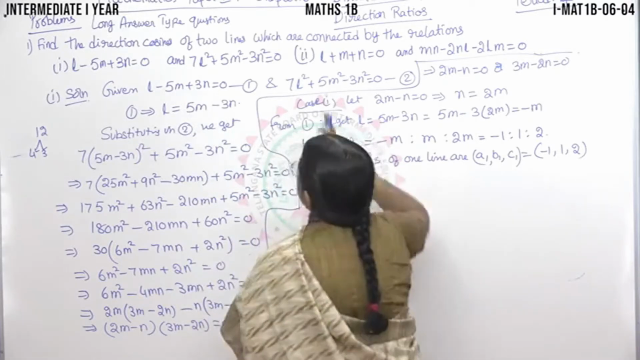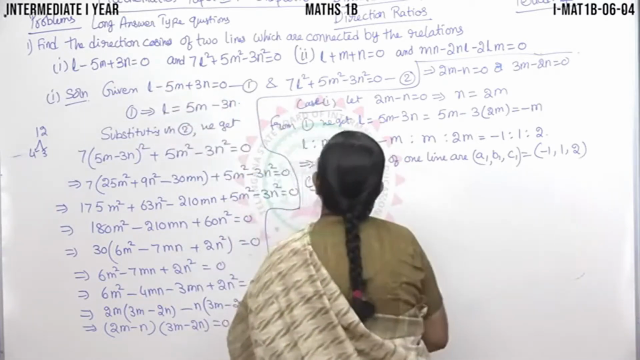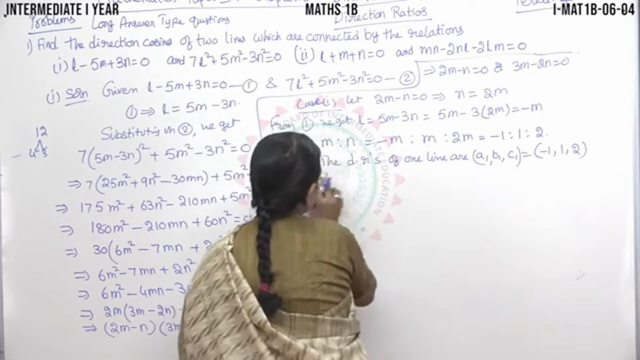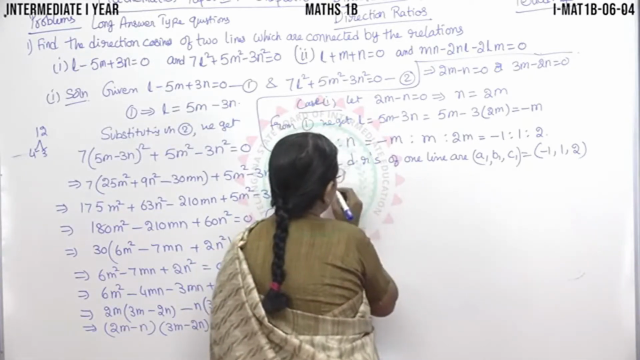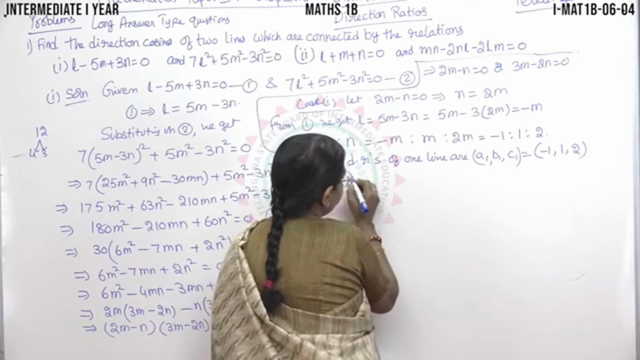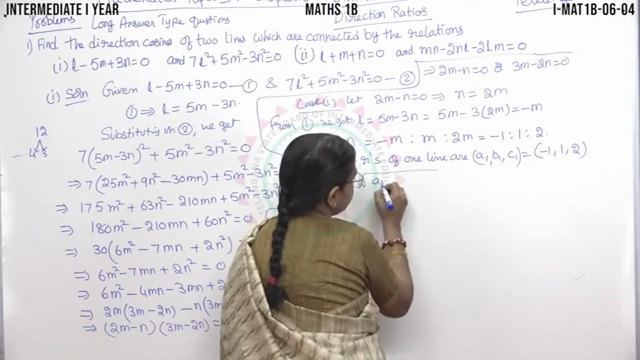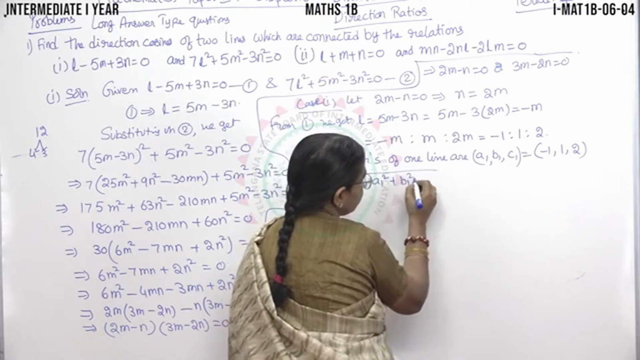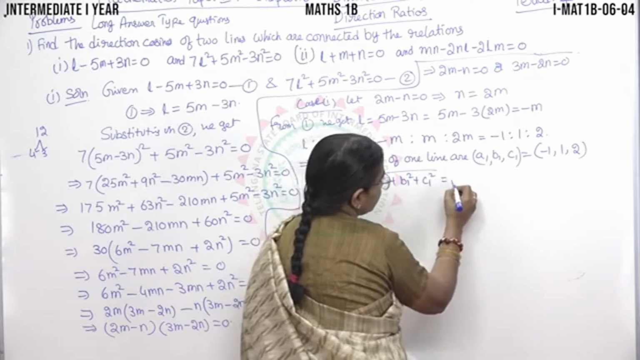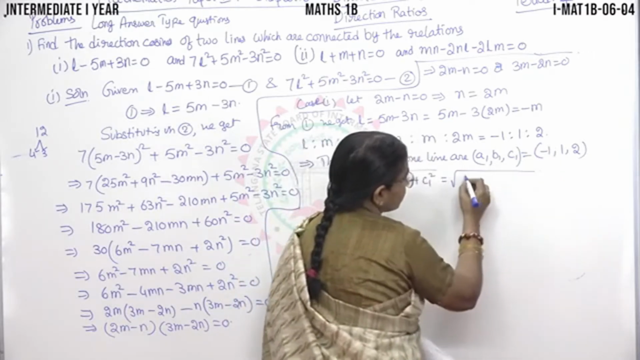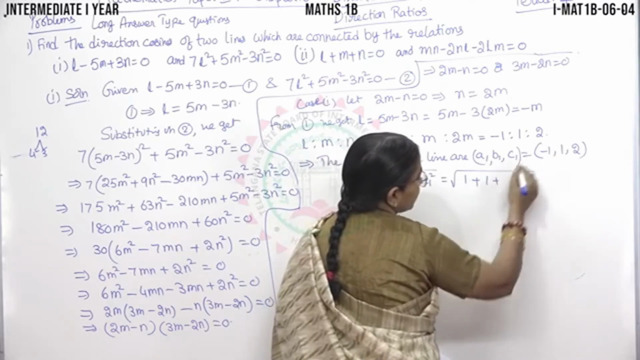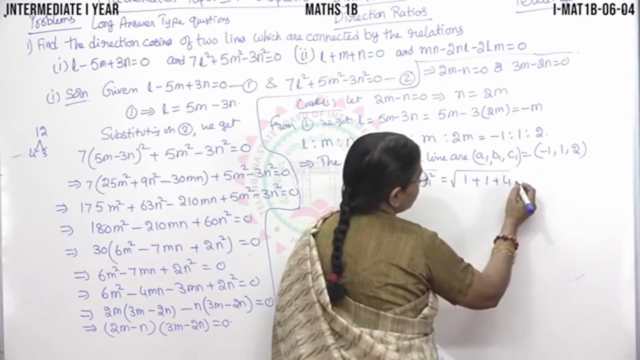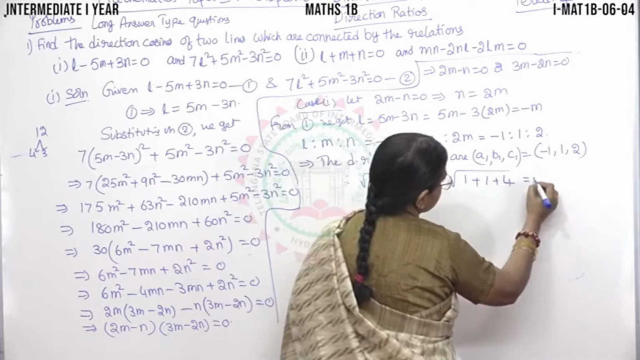So, what is the question? You must find the direction cosines of the two lines. These are just the direction ratios. So now you find the root of a1 square plus b1 square plus c1 square. So what is it? Root of minus 1 whole square, that is 1. 1 square is 1. 2 square is 4. So when you simplify it is root 6.